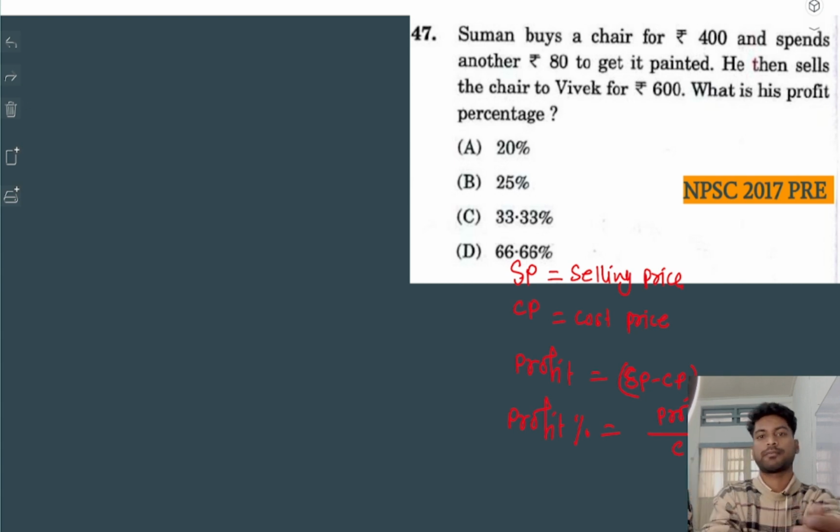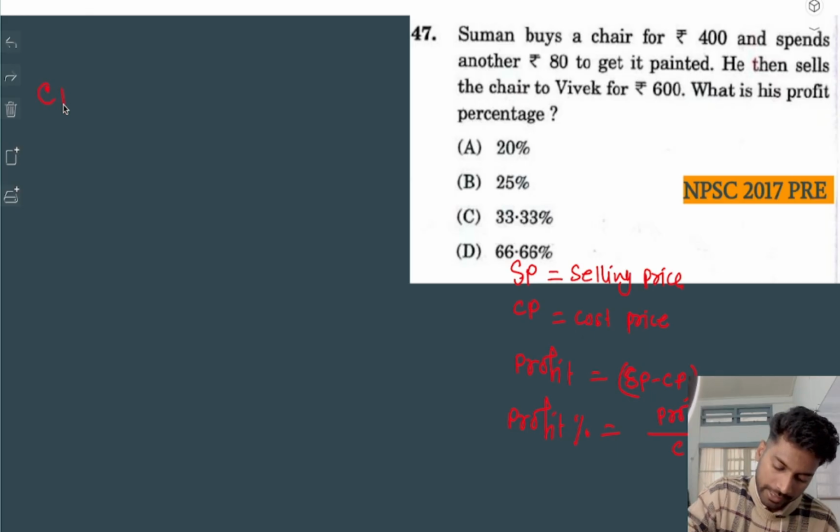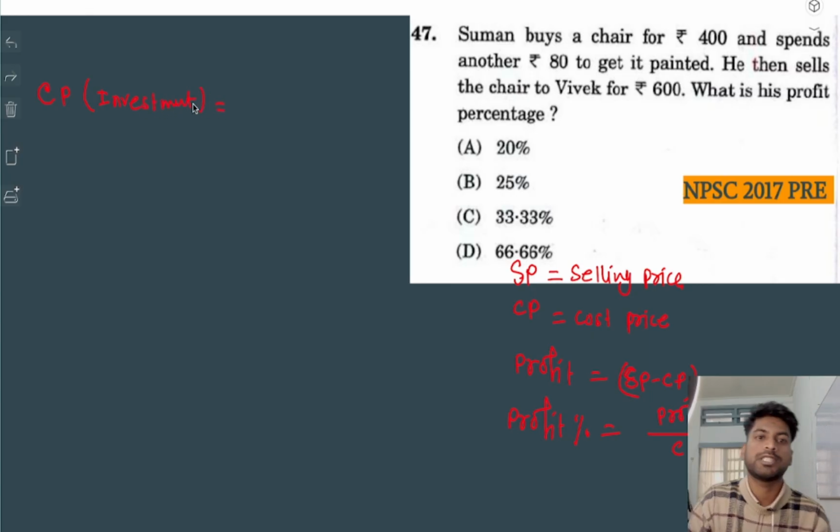Let's solve the question. Suman buys a chair at 400 rupees and spends another 80 rupees to get it painted. So what will our CP be? CP means cost price. How much money am I investing? 400 rupees for buying. Technically our CP is 400, but I am adding 80 also here, because I am spending 80 rupees to get it painted. So my investment will be 480. Yes or no? 480.